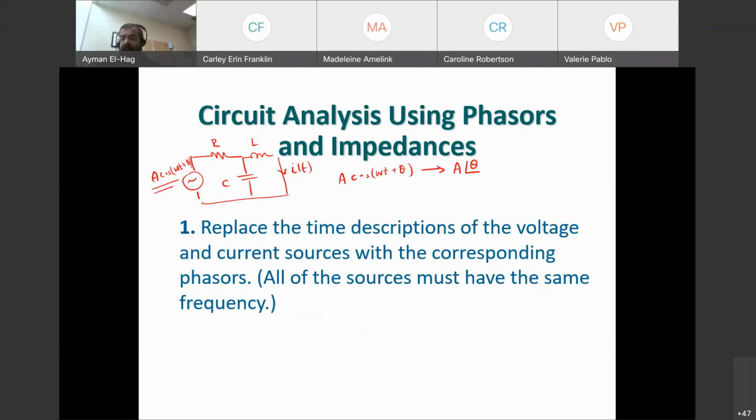Every supply, you change it from the time domain representation, which is a cosine or a sine. Remember, if it's a sine, then you add minus 90 to it and you convert it to cosine. So it has to be in cosine. Sometimes the question will be given to you in this format, the phasor format, and then you don't need to do anything about it. But if it's given in the time domain, I don't want to deal with differential equations. So I don't want to see anything in the time domain. So this is what I need to do.